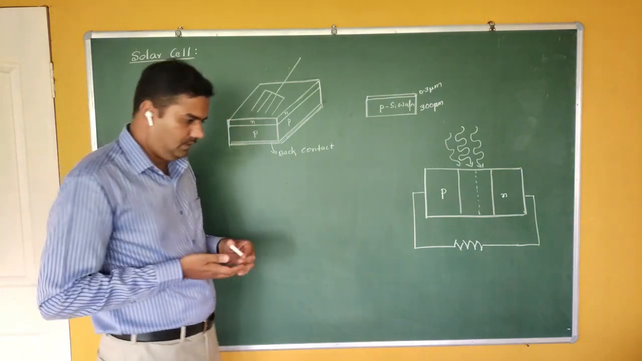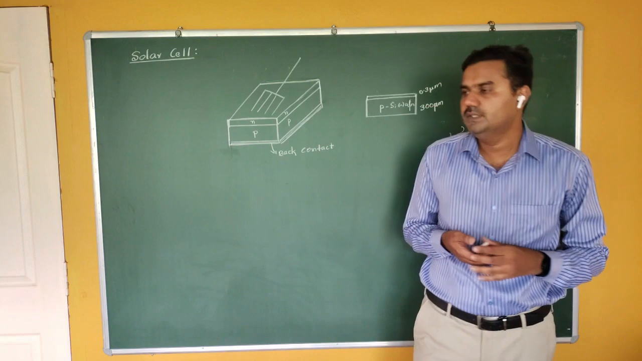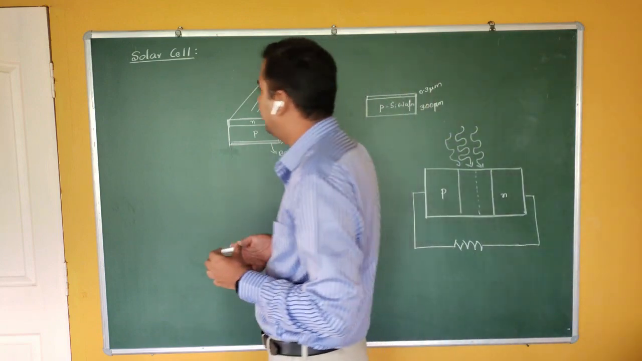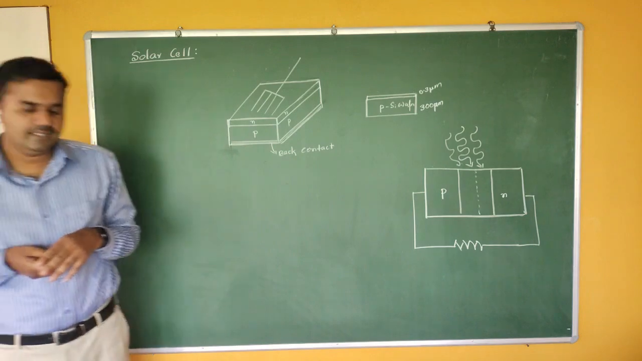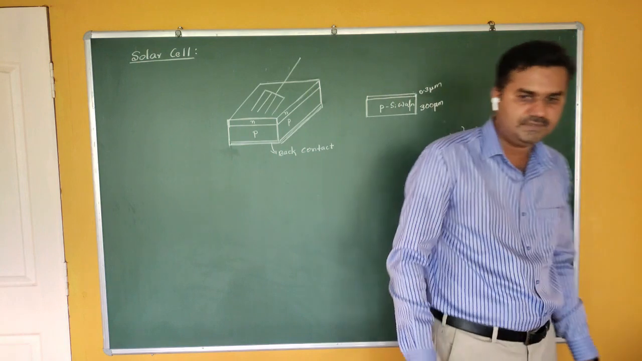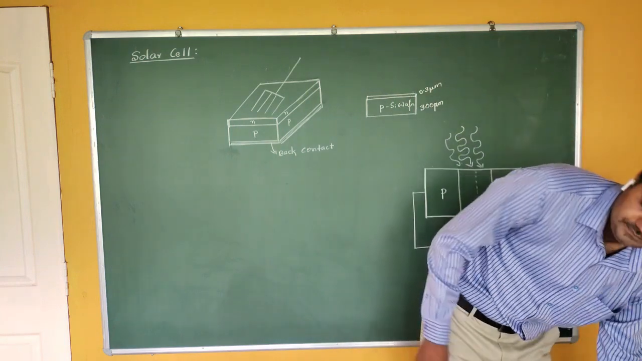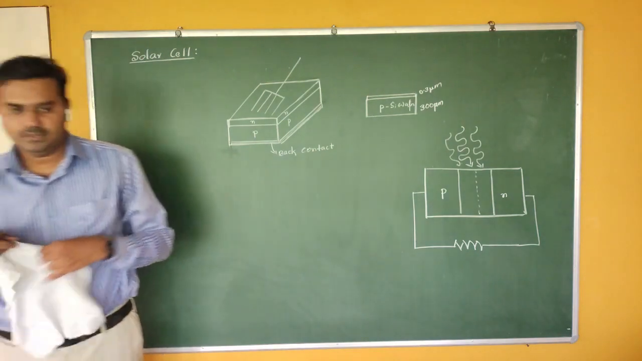Okay, so move on to the third type of optoelectronic junction diode, that is a solar cell. It is also called a photovoltaic diode. Now the working principle of this one is similar to that of our first one, that is the photodiode.